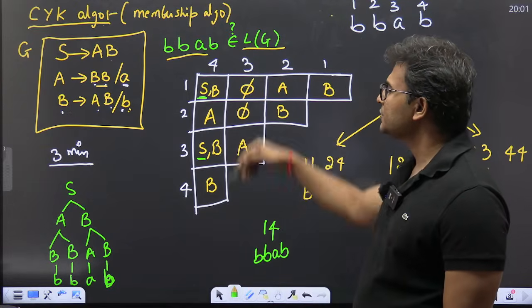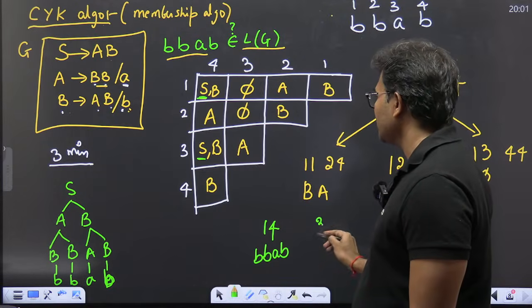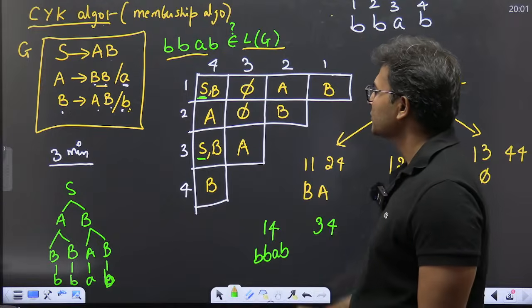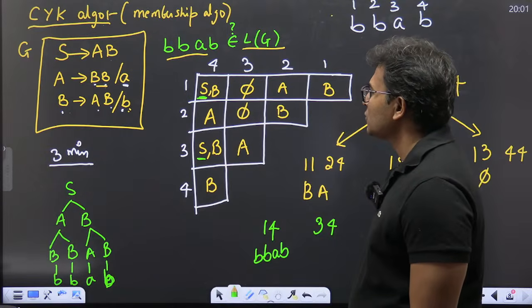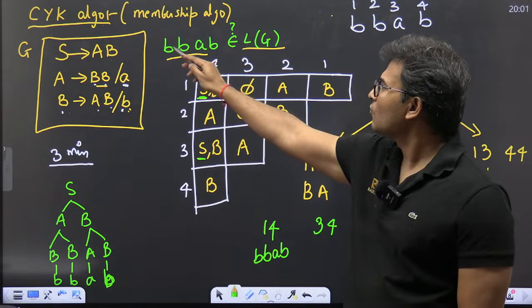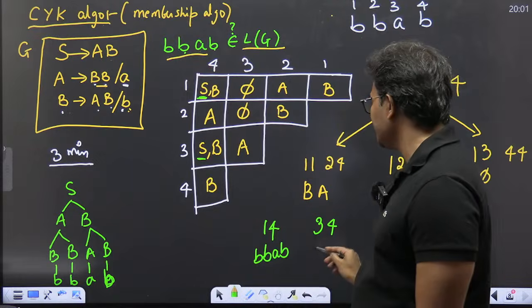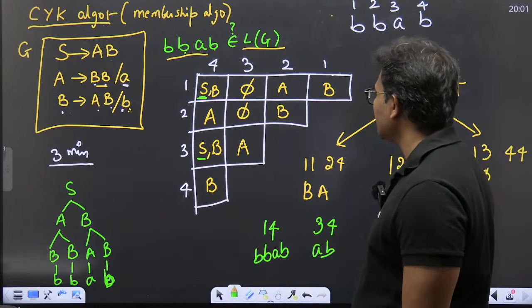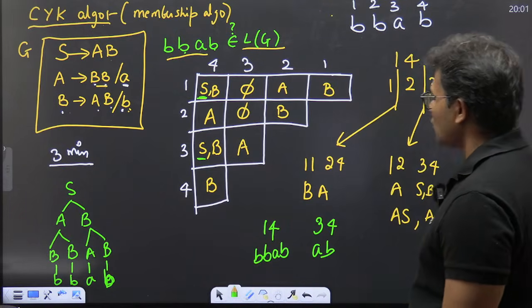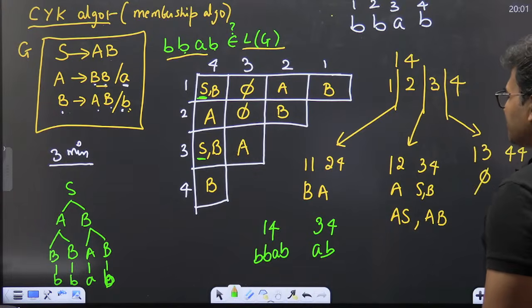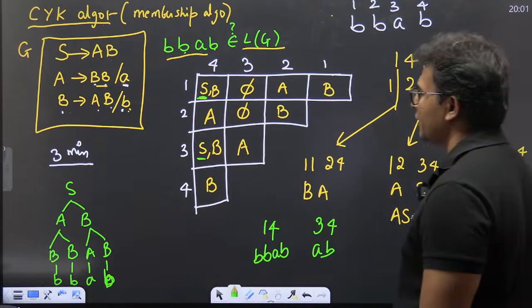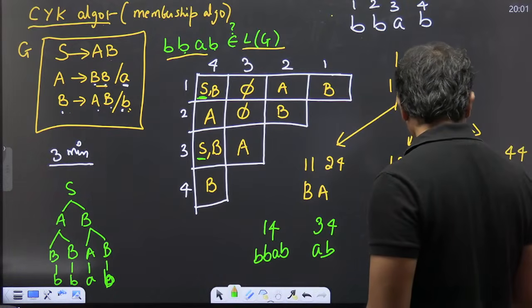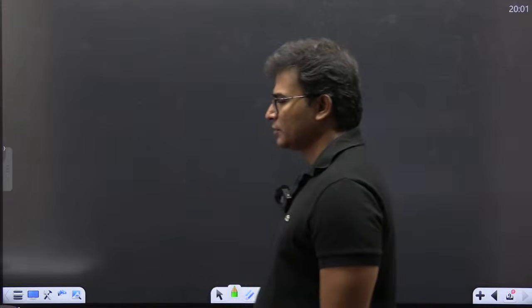And the other one is 3 4. So what is 3 4? 3 4 is AB. So 1 4 is present and 3 4 is present. Okay. Fine. Now let's write the next one.